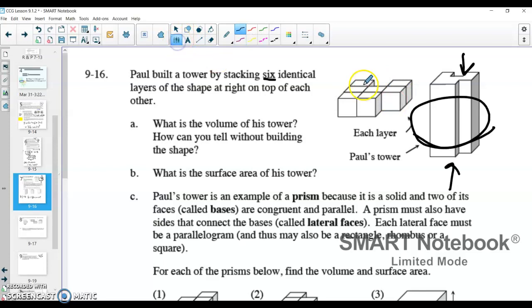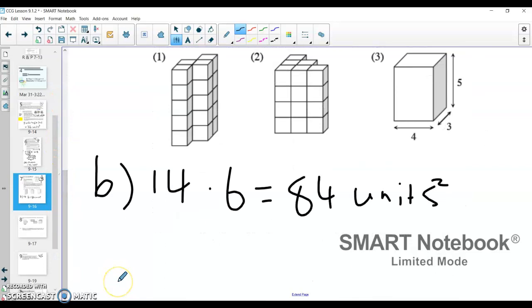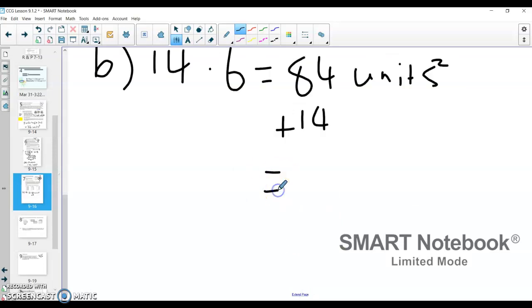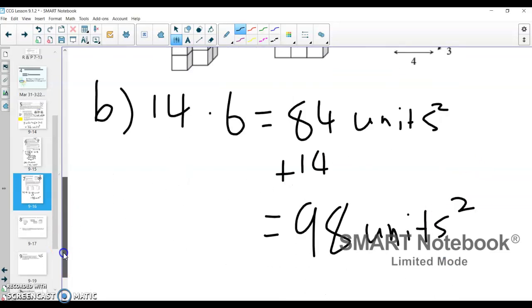And so on top we have 1, 2, 3, 4, 5, 6, 7. And so we have 7 on top, which means we'll have 7 on bottom. And so to add to our 84, we have to add 14 from 7 on top, 7 on bottom. And we should end here with 98 units squared as my surface area. All right, so our answer on that was 98 units squared.